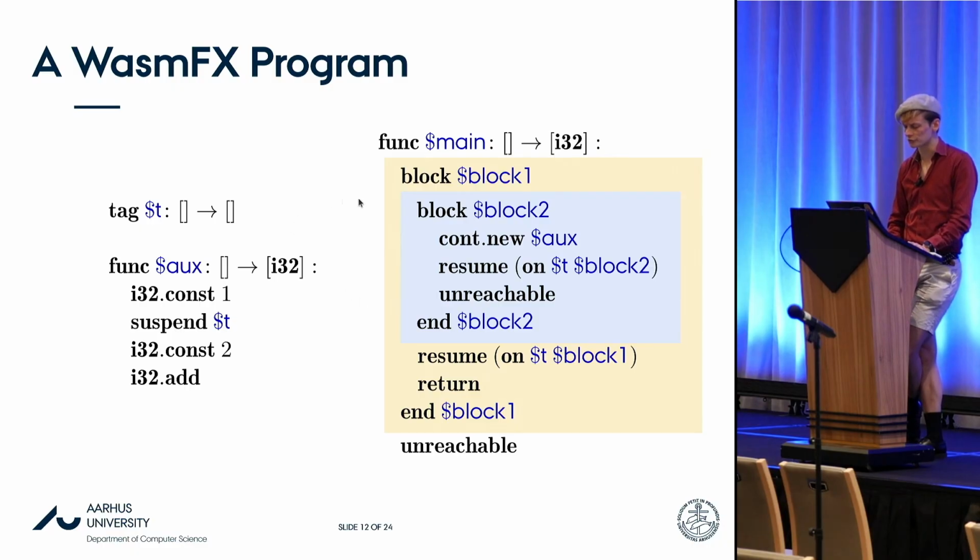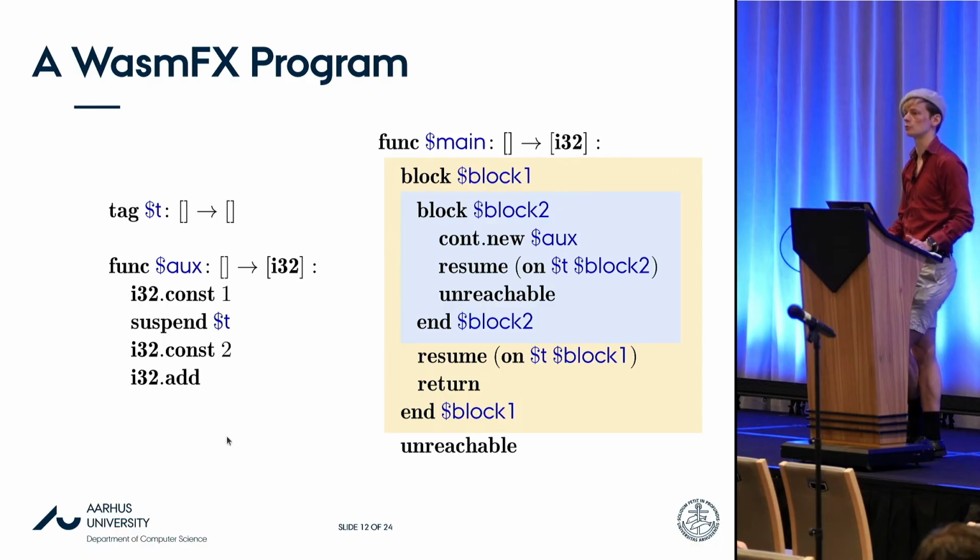I've got two functions here. On the left, I've got my auxiliary function. If you've never seen WebAssembly code, it's written like this as a list of instructions, and you can think of it as a stack-based language. I'm putting 1 onto the stack, and if you ignore the suspend for now, I'm then putting a second constant 2 onto the stack and then adding them. So this function is basically just doing 1, 2, and then adding those two into 3.